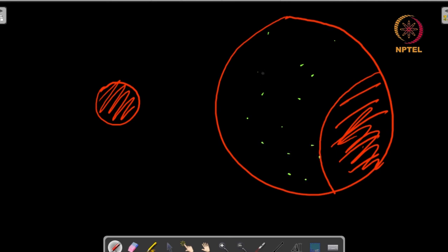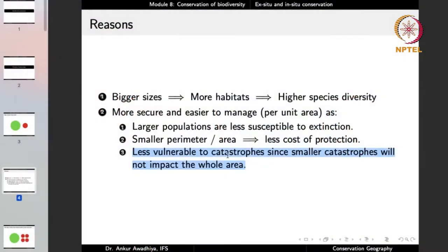If that happens, the organisms that are there in this area, after some time, will be able to repopulate these areas that have been destroyed. So in the case of catastrophes, smaller catastrophes do not impact the whole area. And because they do not impact the whole area, a certain number of organisms do survive, and these organisms will make it possible to repopulate the whole area.